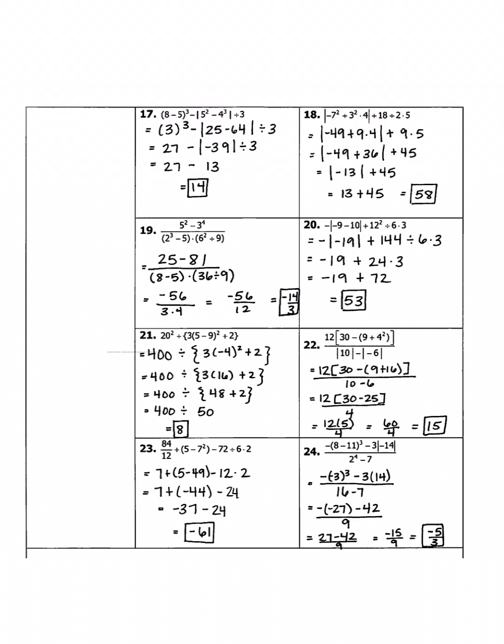Now, if you get something like number 22, when you're done, you get 60 divided by 4. Well, that gives us a whole number, so I ended up with 15. So in math, I like improper fractions. So my suggestion, do not copy my answers. Try to come up with your own answers and then check your work using my answers. Good luck.